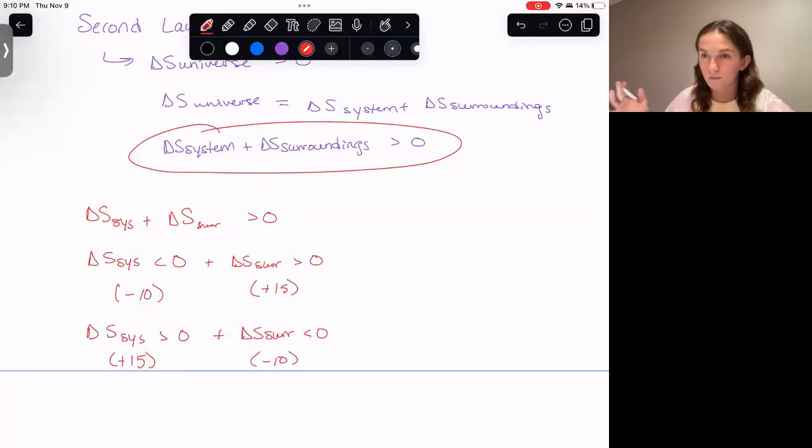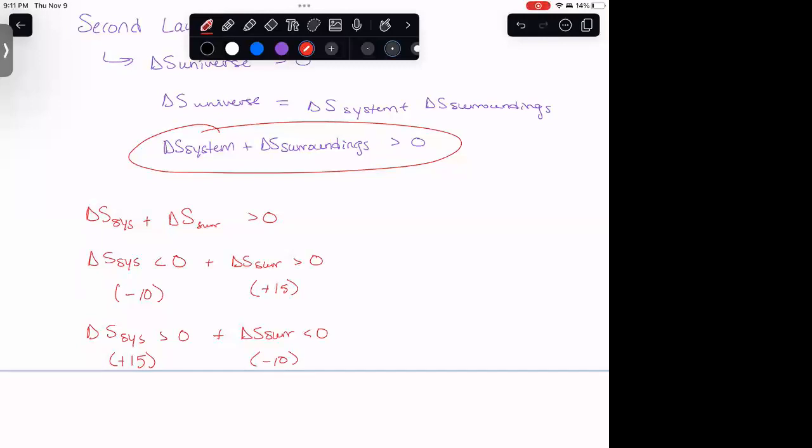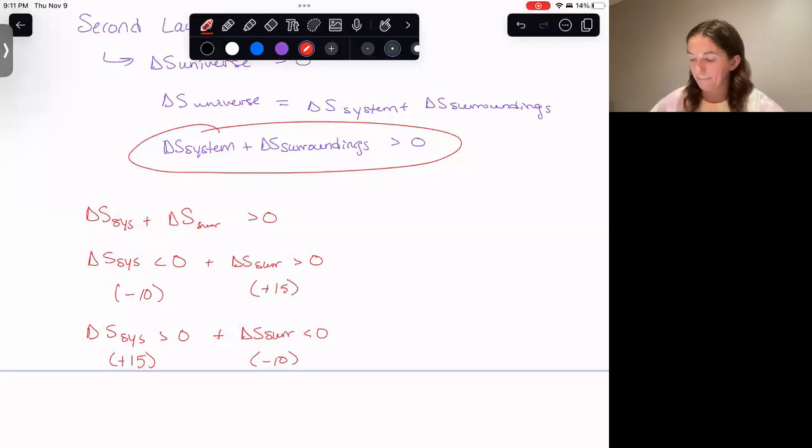Right, and to finish off that slide, you can't have both of those things getting more ordered, because then you would be taking away from delta S of the universe. And that can't happen. So that can or can't? It cannot. No. Yeah.